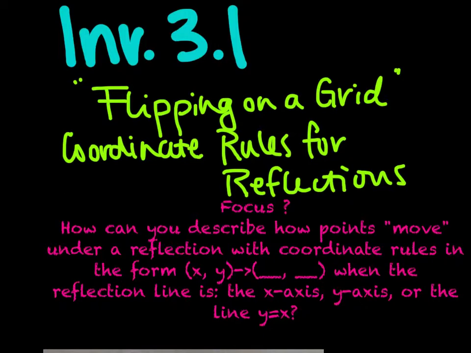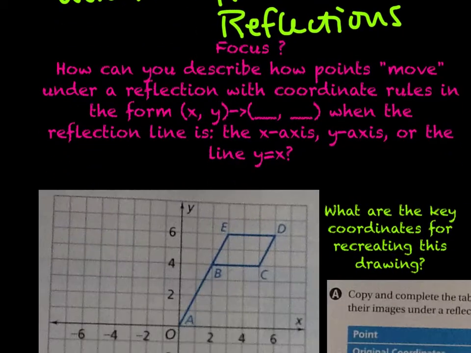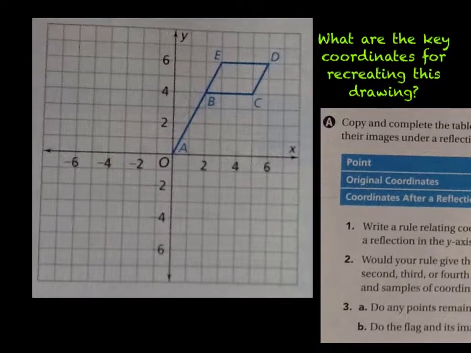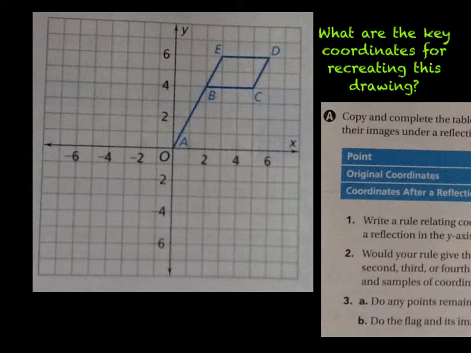So we're going to be looking specifically at points. In our book, we are looking at this particular flag. We have this flag and it has a few points, A, B, C, D, E. And the very first question this book asks us is, what are the key coordinates for recreating this drawing? If we were forced to recreate this drawing, what points would we have to pay attention to?